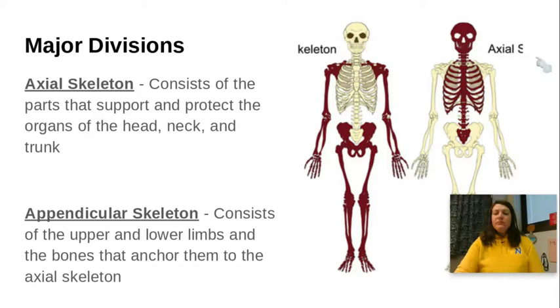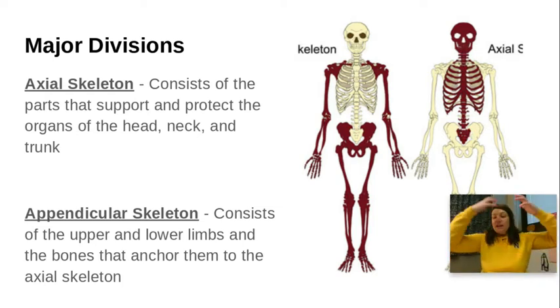And the appendicular skeleton consists of the lower and upper limbs and the bones that anchor them to the axial skeletal system. So you'll notice that you have the axial system, which is like the trunk, and then the appendicular system is everything connected to the trunk.